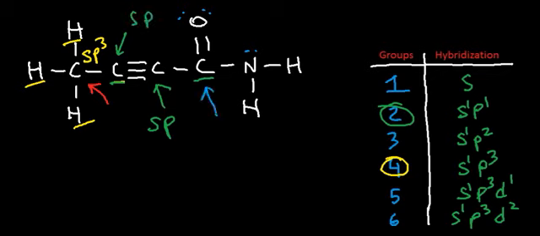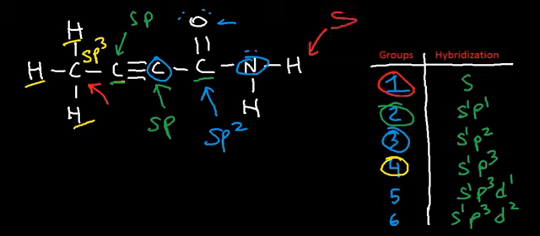And what about this carbon? It's attached to a carbon, a nitrogen, and an oxygen, so it has 3 groups, so therefore it's sp2 hybridized. Now what about hydrogen? Hydrogen is only attached to 1 other atom, in that case nitrogen, so it has 1 group, so the hybridization for it is s.